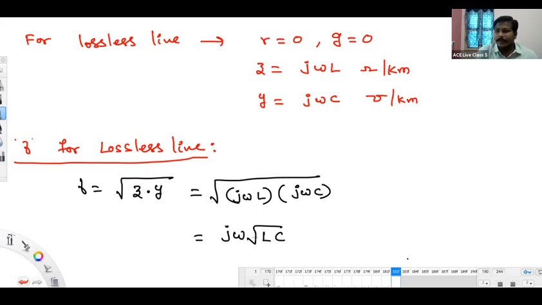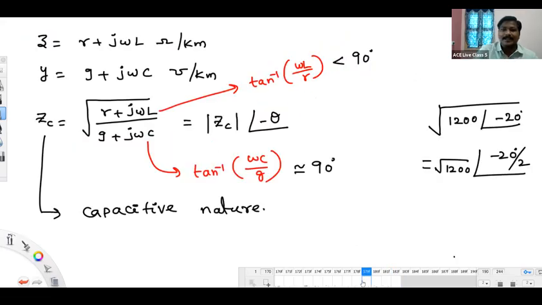Can anybody tell what the units of gamma are? Gamma units will be per kilometer, right? Very simple. Z is ohm per kilometer, Y is mho per kilometer. Ohm and mho get cancelled out, and 1 by kilometer square under root will be 1 by kilometer. So gamma will be in per kilometer.